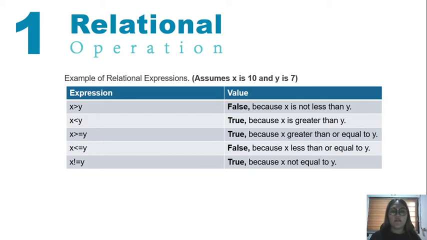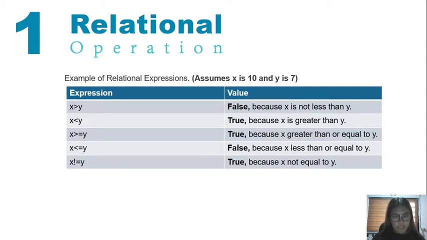So let's assign values. Assume that x is 10 and y is 7. So, x is greater than y. Sorry, x is less than y. That would be false because x is not less than y. I got the two reversed.